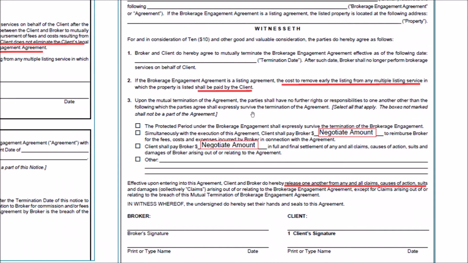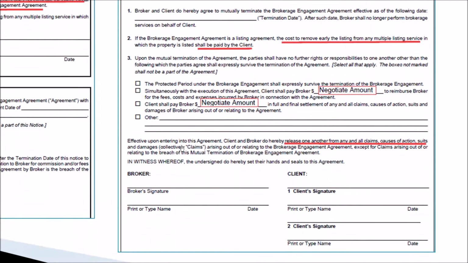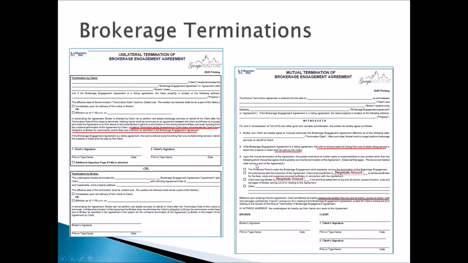Then there are no further responsibilities, and you mark in what survives the agreement. Does the protection period survive? You would negotiate in here an amount to reimburse the broker for any fees or cost expenses, and you would negotiate any final settlement, any and all claims. And again, it has on here a release and hold harmless from any lawsuit. So this is where you would negotiate for any fees.